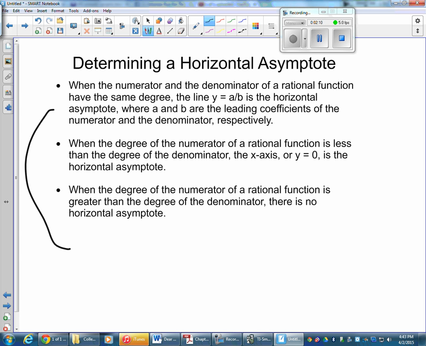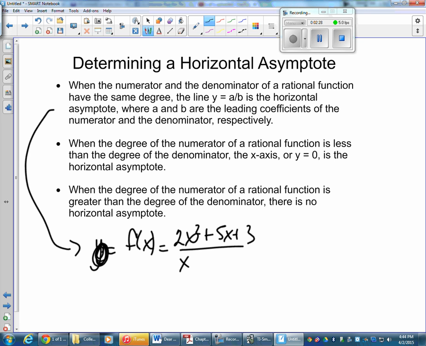So for instance, let me give you an example for this. If I were to have f of x equals 2x squared plus 5x plus 3 on the top, and x squared plus 8x minus 7 on the bottom. The degree of the top is 2, the degree of the bottom is 2. So the line y equals, I'll look at my coefficients, 2 over 1, or y equals 2, would be my horizontal asymptote.